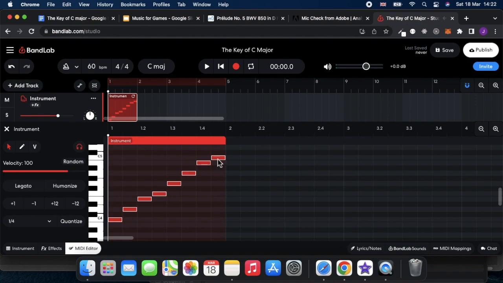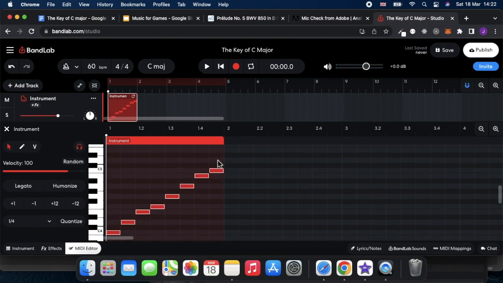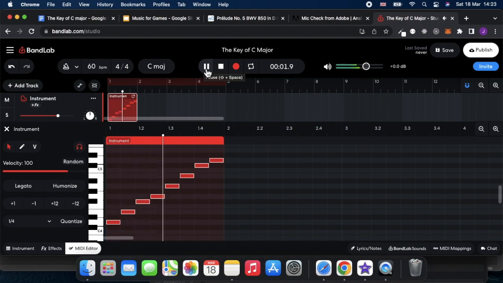Now, if I click on one of them, I can drag the whole lot up 1 tone. And that gives me the D major scale. So look, D, tone, tone, semitone, tone, tone, tone, semitone. And if I play it, so that's a little bit cheeky because I didn't show you how to do that.